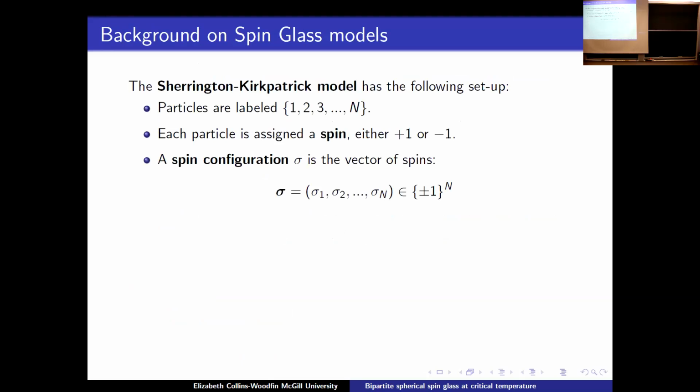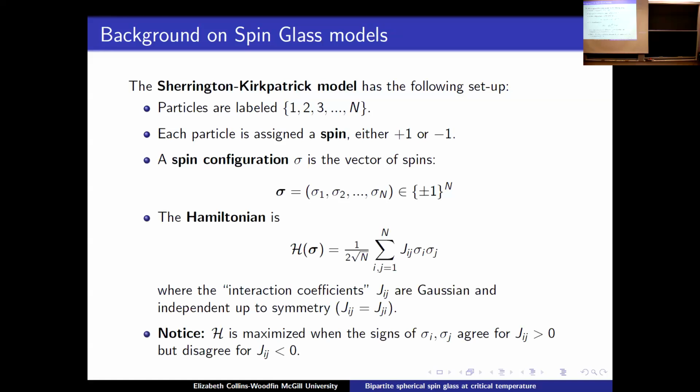So starting from the beginning, one of the classical models that people look at in spin glasses is the Sherrington-Kirkpatrick model. And this is the setup for that one. We start with n particles labeled 1 through n, and each particle is assigned a spin, either +1 or -1. And then these are encoded in a vector called the spin configuration vector. So this is a vector of length n, and it's got all the plus and minus ones that are associated with each of the particles.